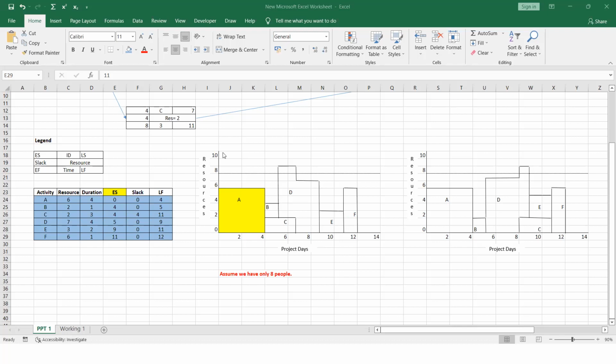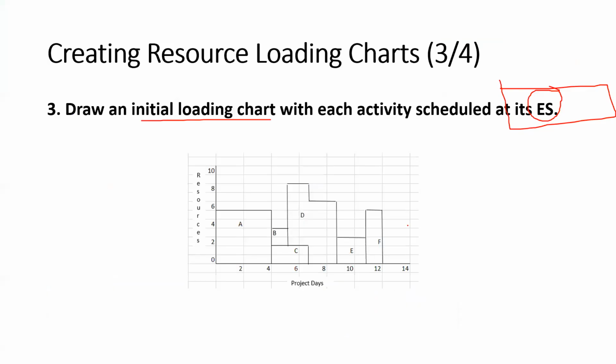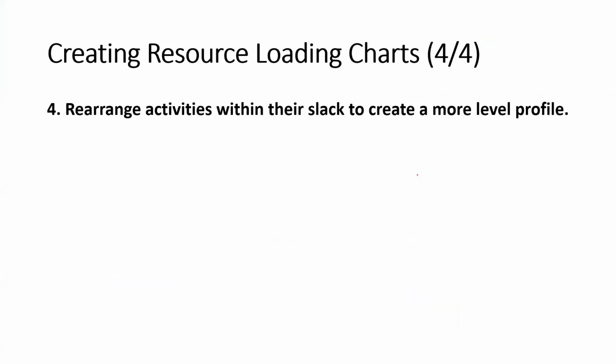Right. So we have now completed drawing the initial loading chart. Then they are telling us that we have to assume they have only 8 people. As they have only 8 people, we have to load this chart again. So the next step is to rearrange activities within their slack to create a more level profile. We have to rearrange all these activities, use their slack, and level the profile.